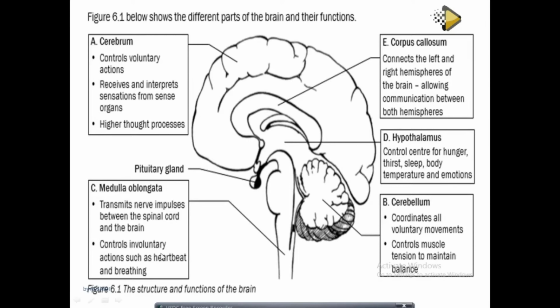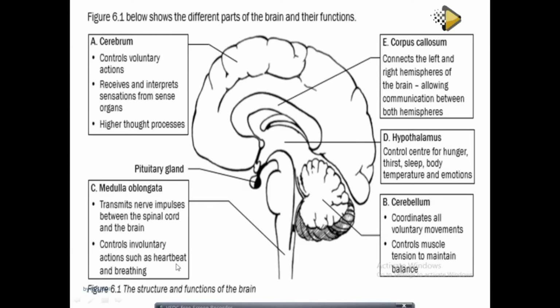When you talk about involuntary, these are actions which you don't have control over. For example, here is an example of a heartbeat and breathing. You cannot say that my heart stop beating, even if some people say that when you leave me, my heart will stop beating.